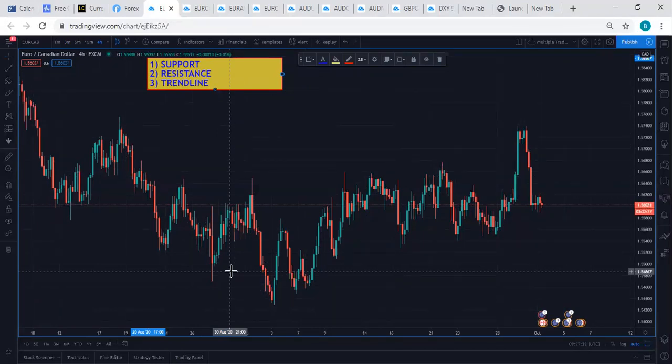Now, a support is a reversal zone in the market where the market stops selling and starts buying. A support is a reversal zone in the market where the market stops selling and potentially starts buying. Now, the Forex market, let me explain that definition.